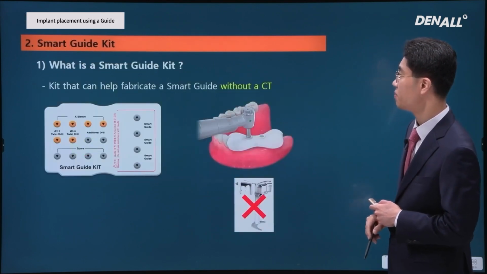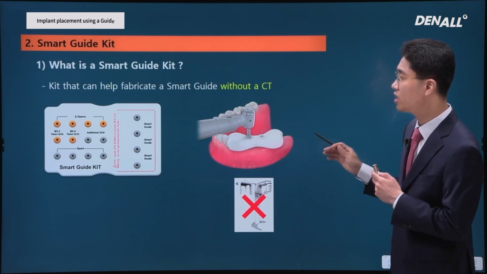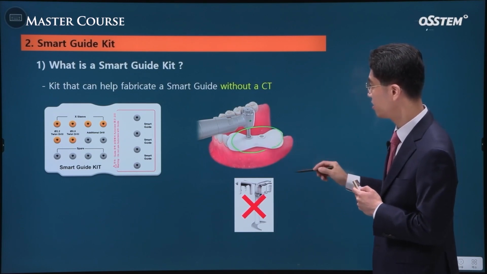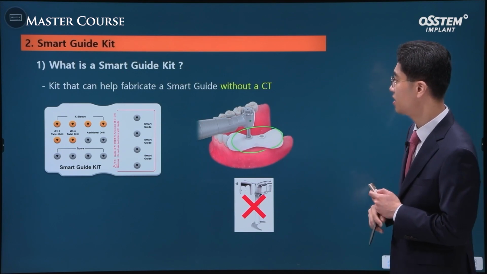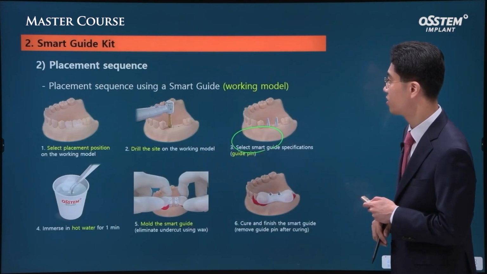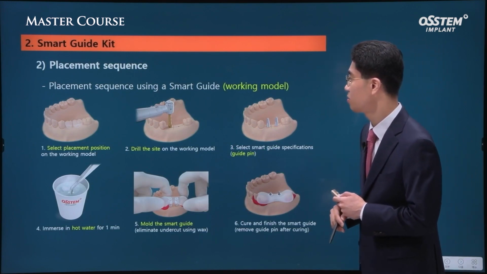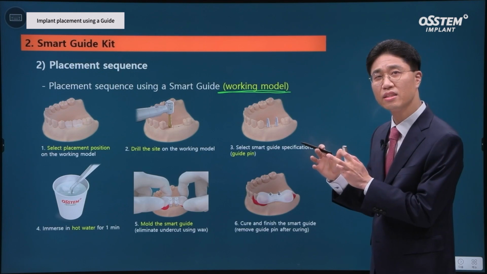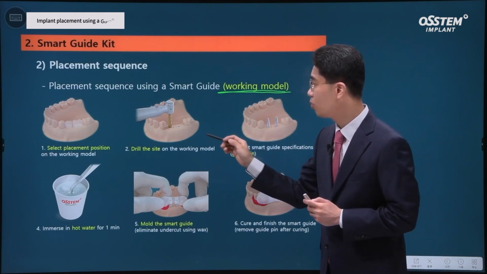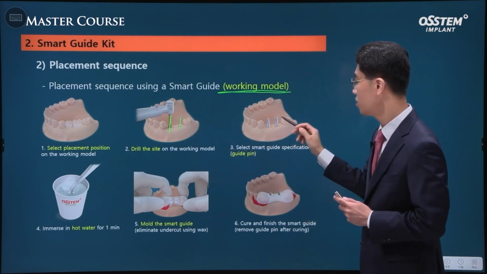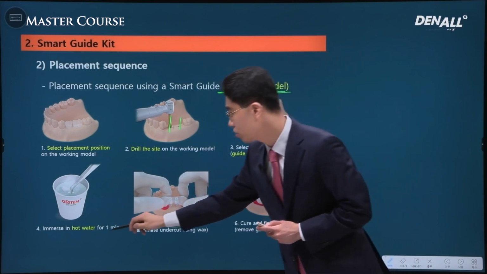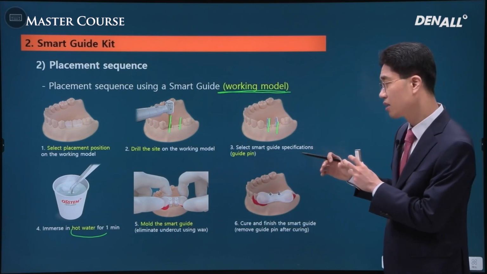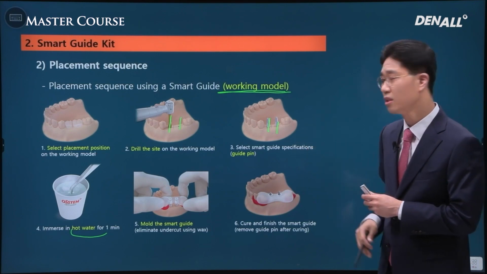Smart Guide Kit. This does not rely on CT information, but by fabricating a guide like this, as mentioned previously, the same method is done. This is more detailed. On the model, you can fabricate this kit. After taking an impression, on the plaster model, you can find the position. Drilling is done and a pin can be inserted. If you put it in hot water for a minute, you can form a guide made of resin. Using the guide, you can use it for drilling upon surgery.